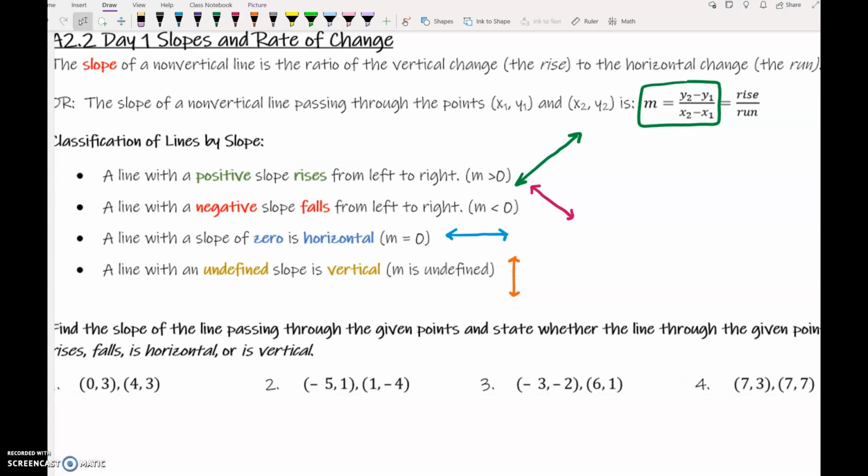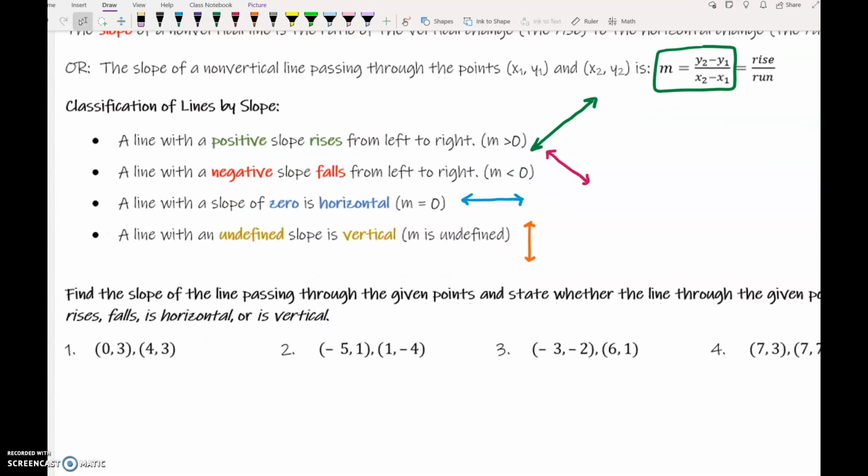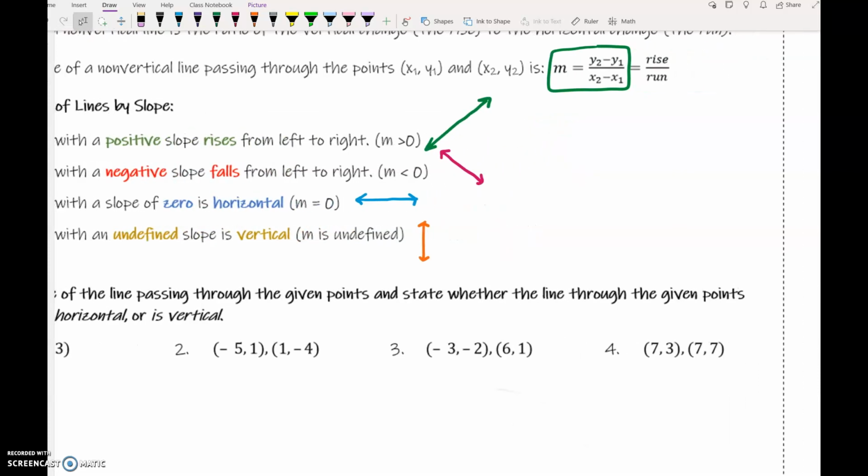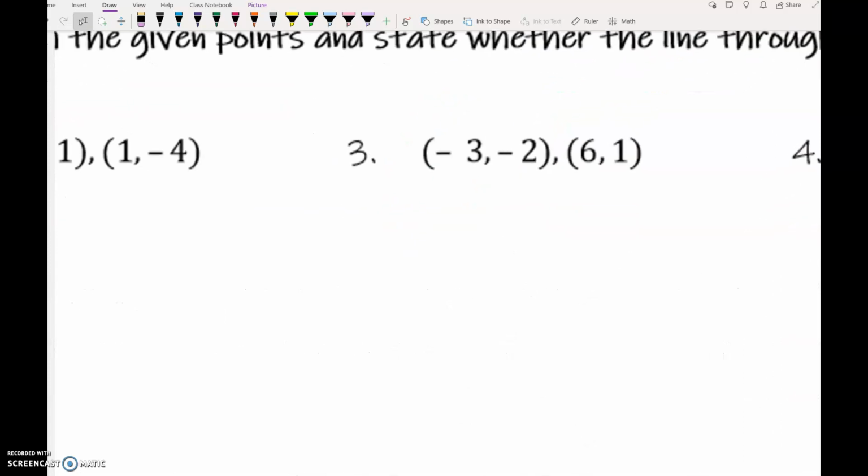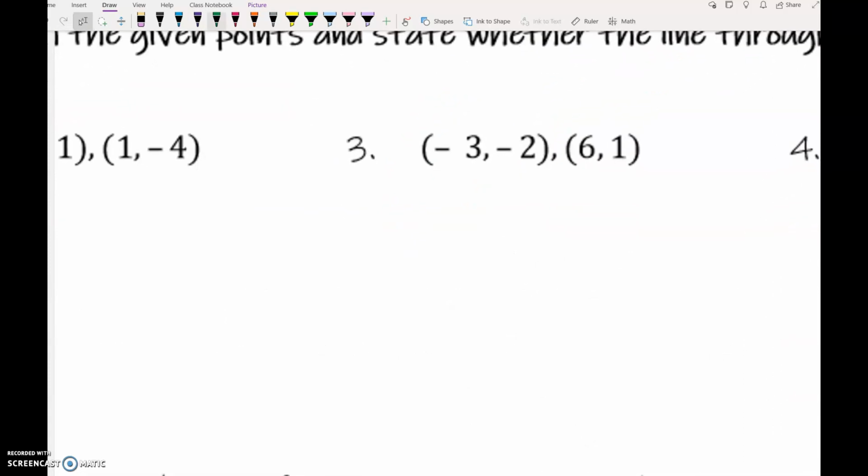All right, so for each of these examples, we need to use the slope formula to find the slope and then decide, is it rising, falling, horizontal, or vertical? I really hate it when the examples all have the same numbers in it. Let's go to number 3, because number 3 has all different numbers in it. We will go back to the other ones eventually.